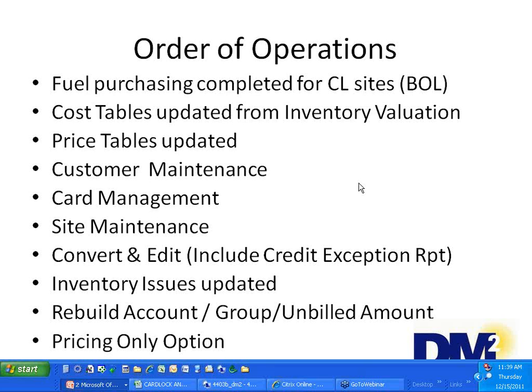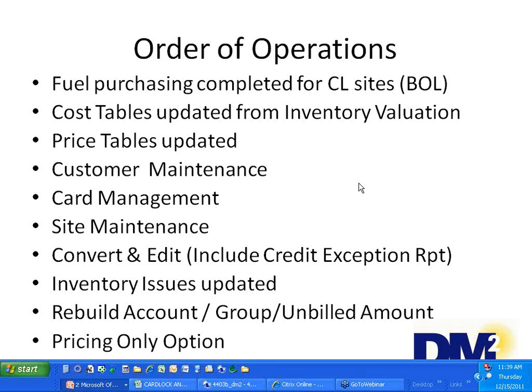Then you want to take a look at your inventory valuation report. Now you've got your most recent average cost. This is why it's important. If I don't update my inventory, I don't have a new average cost. I don't know what to put in my cost table. And this is where we start sliding away. Cardlock starts skewing a little bit away from what's going to get posted to GL.